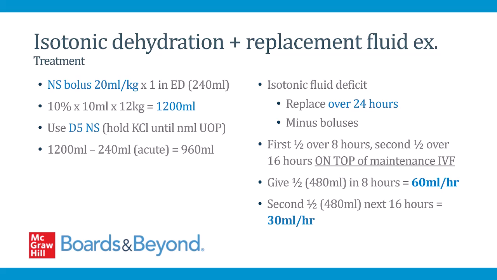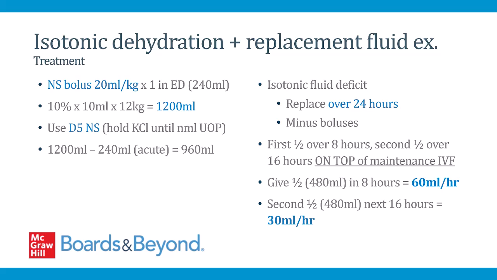Given that this is isotonic dehydration with a sodium level of 140, replacement fluid should be given as normal saline, but be sure to add D5W for the dextrose component. You'll want to hold on adding potassium until the urine output is well established. We subtract the IV fluids given in the acute phase of volume resuscitation in the emergency department, which was 240 ml, and this leaves us with a remaining 960 ml of fluid deficit.